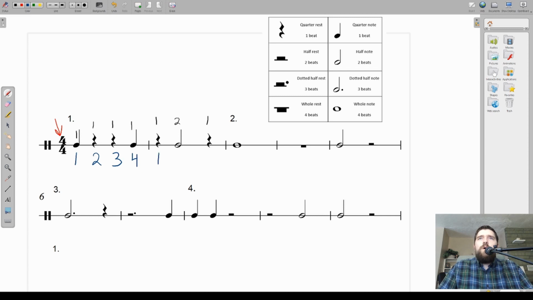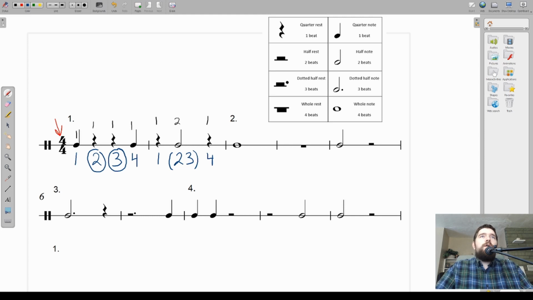This one gets beat 1. This one gets beats 2 and 3. That's 2 beats long. And this one then gets beat 4. Now when I'm writing all this out, I don't want to get confused between which note is which and which rest is which. So the way to do that is, if I'm writing it, I circle my rests, and then anything that is longer than 1 beat goes inside of parentheses.